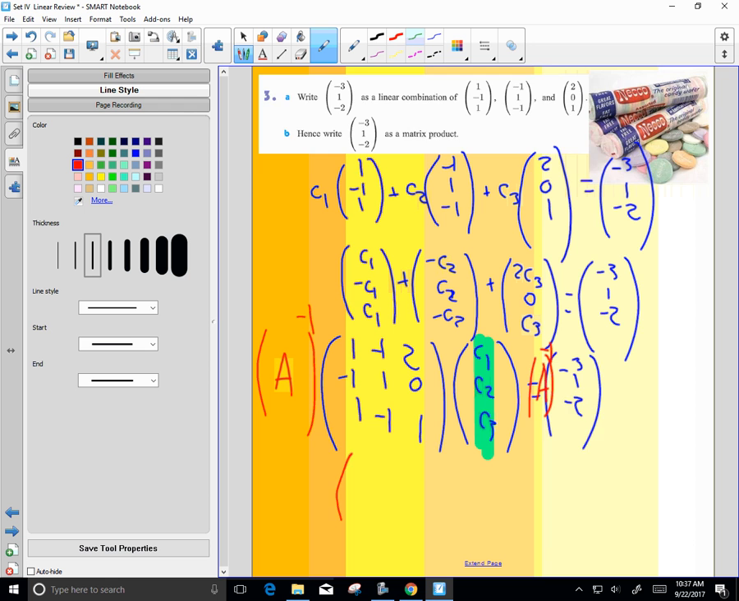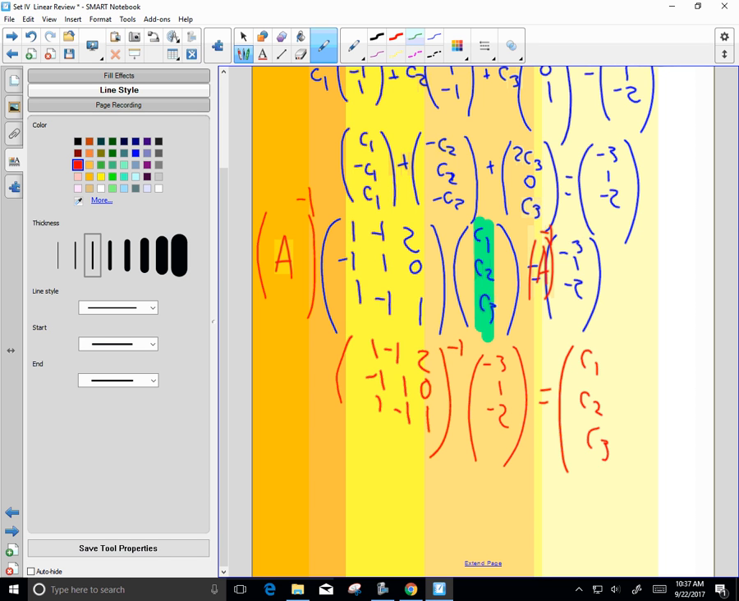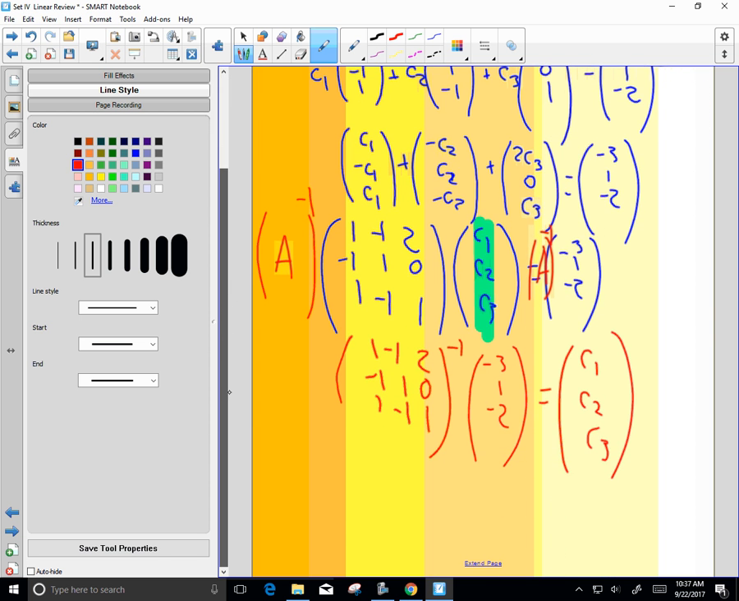And so you're just going to take the matrix 1, negative 1, 2, negative 1, 1, 0, 1, negative 1, 1, inverse, times negative 3, 1, negative 2. That'll be equal to C1, C2, C3. This is what we did a couple chapters ago. Now, that's how you get the matrix product. Well, yeah, go ahead and do that. Tell me what C1, C2, C3 is.